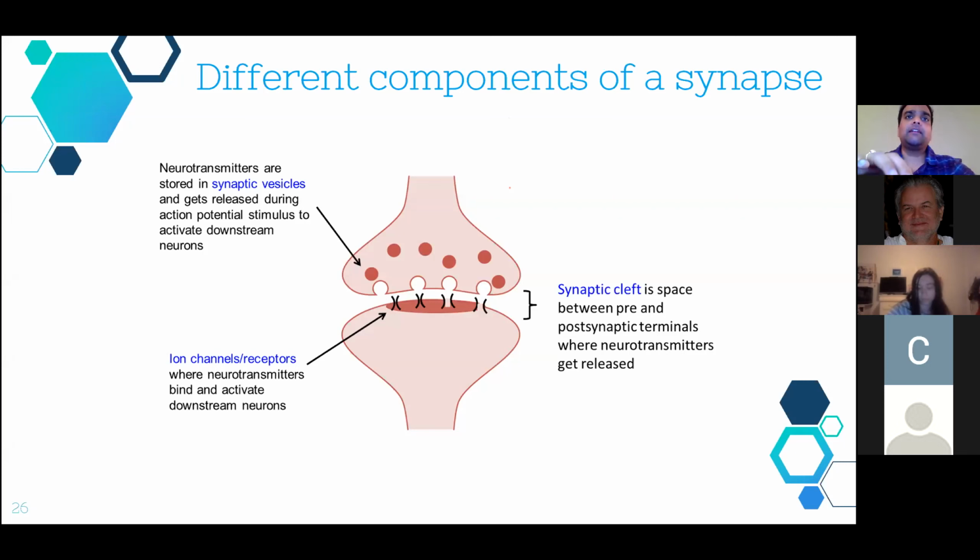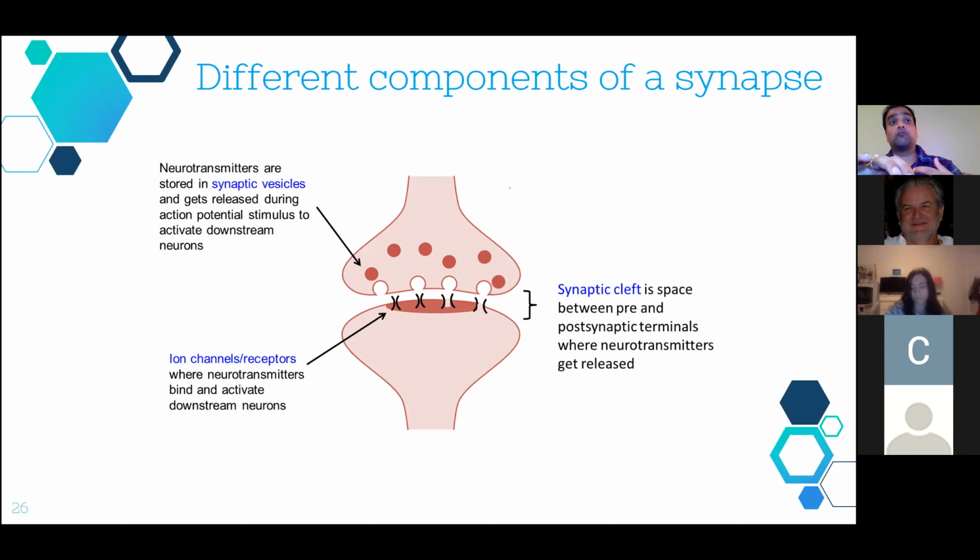A synapse contains two components. There is a presynaptic component, which is a part of the axonal terminal, this part, and this contains synaptic vesicles. These circles are the synaptic vesicles, which contain chemicals called neurotransmitters that get released when the action potentials come down to the axon. And then there is a postsynaptic component. This is a schematic of a dendritic spine. And this contains a number of receptors, which basically get bound by the neurotransmitters and open up.